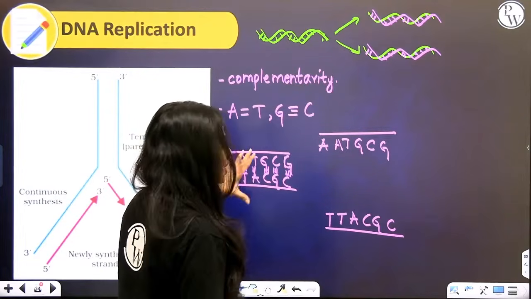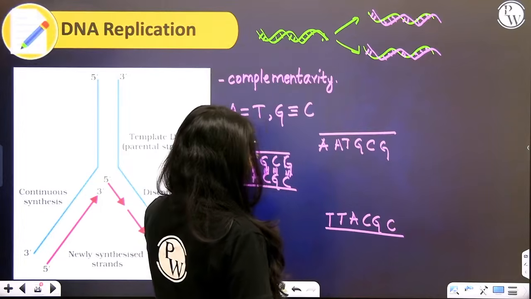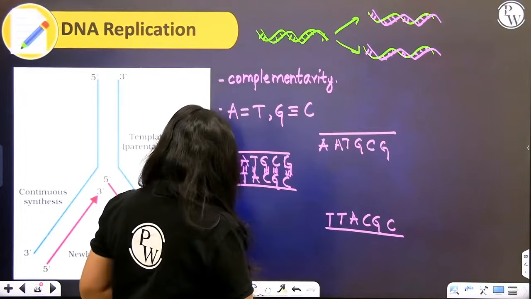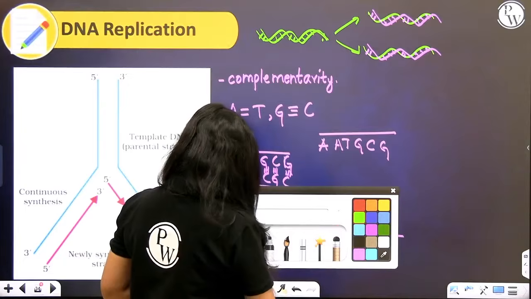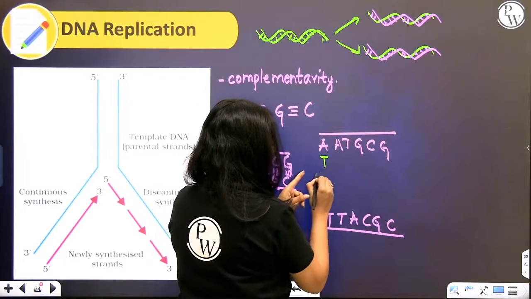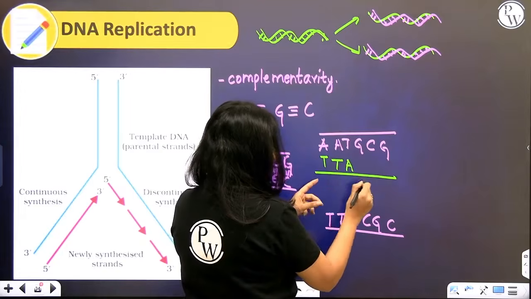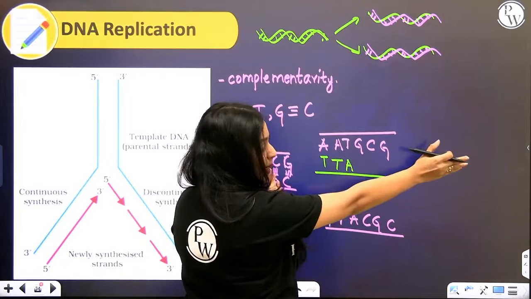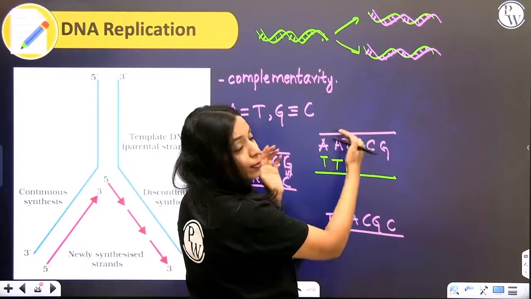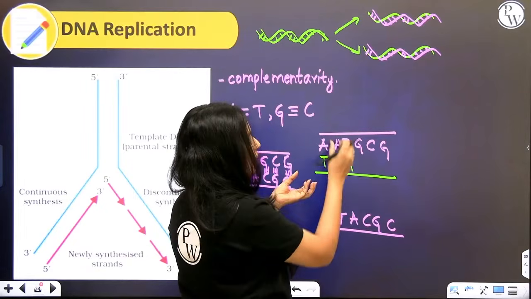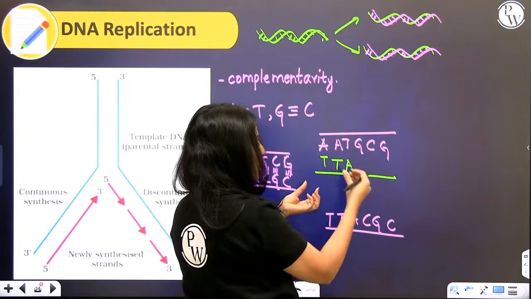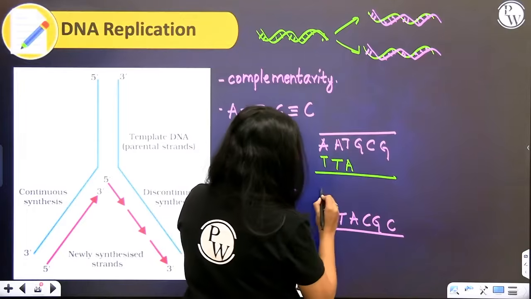Okay, so this DNA polymerase goes on reading the nucleotide sequence here, and when it reads A here, it will add a complementary T. When it reads A here, it will add T. When there is T in one strand, it will add A. So like that, it will go on forming another strand based on the principle of complementarity. It will go on adding nucleotides with complementary bases. Same goes for the other strand.